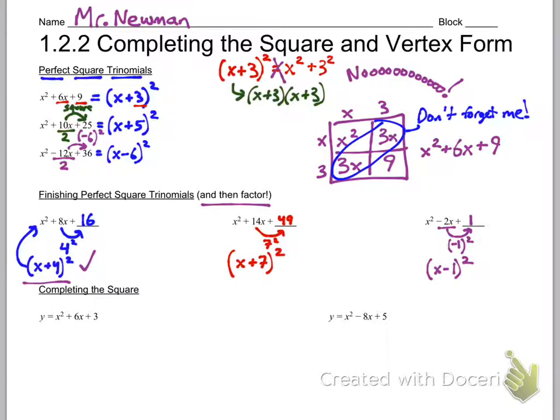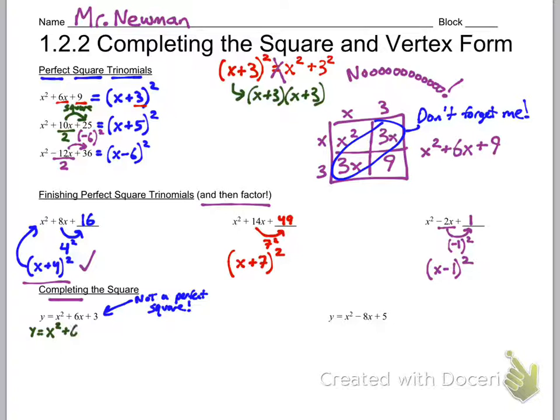Here we're actually going to do it in an equation, and that makes it a little bit trickier because we can't just pick whatever number we want and add it in there. We have to make sure that we don't change the equation. Notice that this first one is not a perfect square. X squared plus 6x plus 3 is not a perfect square.